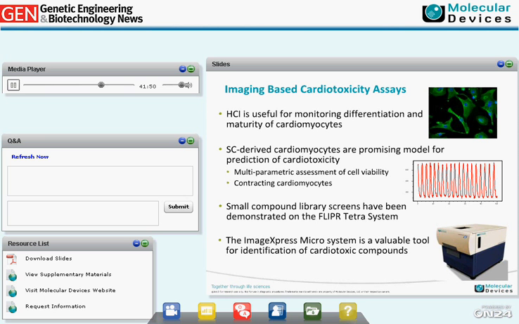And lastly, the ImageXpress Micro is a very valuable tool for identifying cardiotoxic compounds. It can automatically acquire and analyze your images. I think Miguel showed an example of that in his talk earlier. So a very powerful tool for automating these type of analyses and assays.